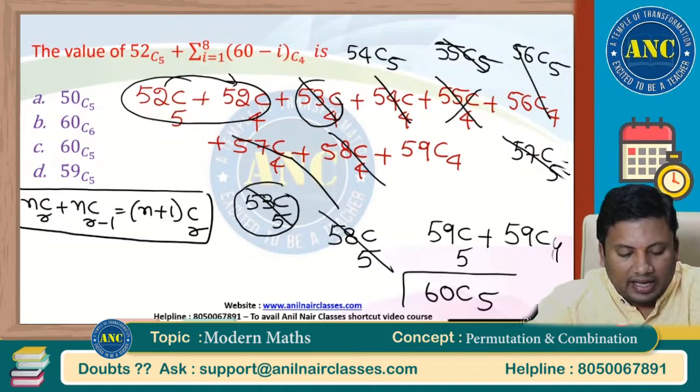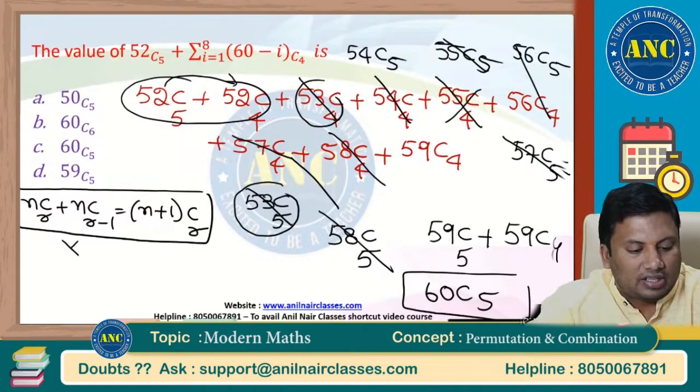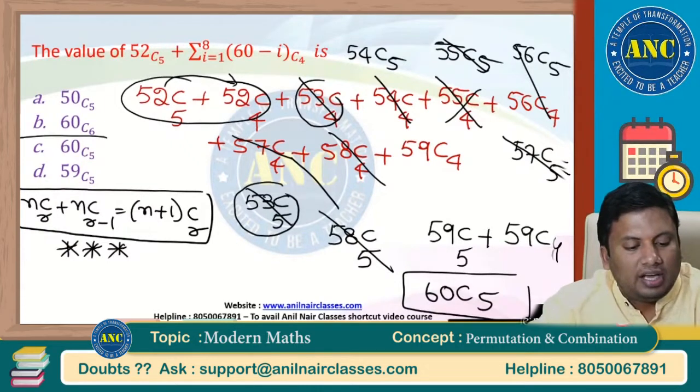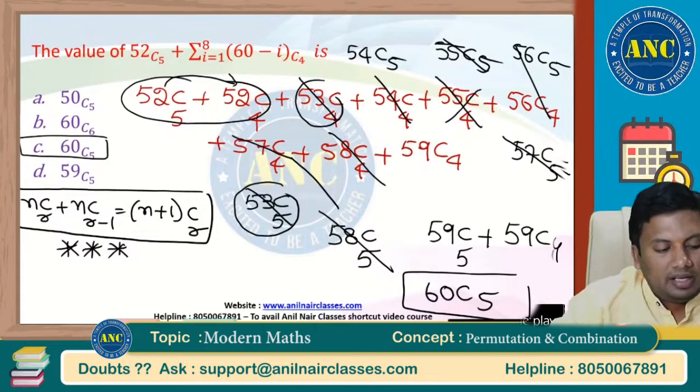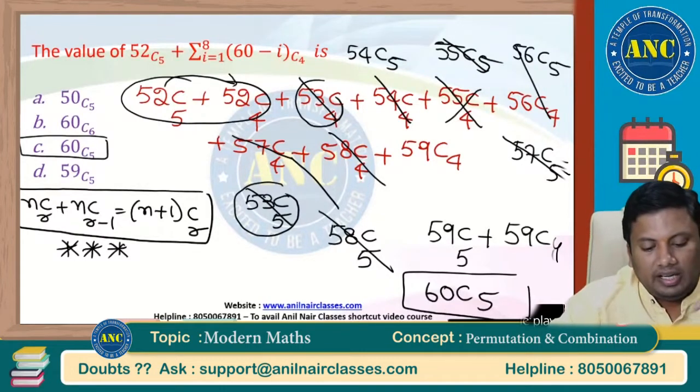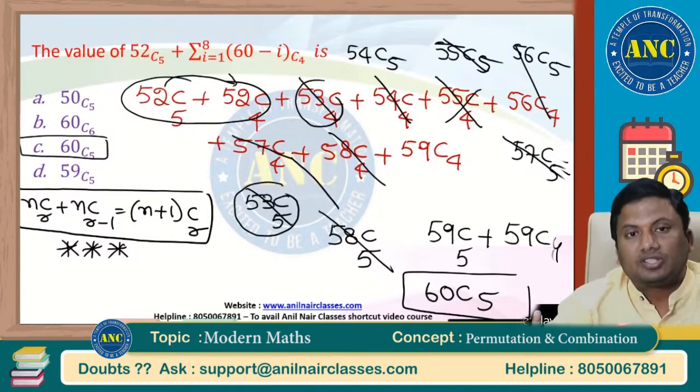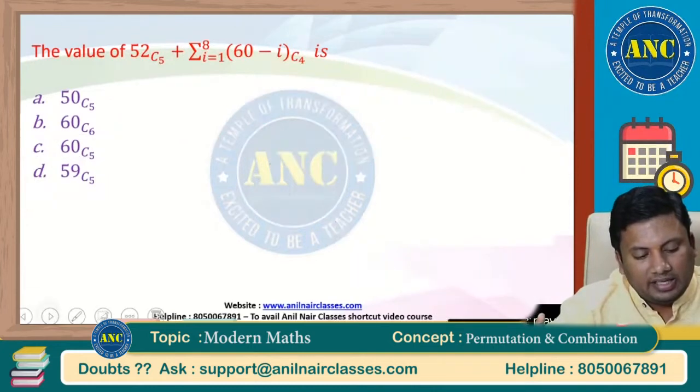Recursive application of this concept. Answer for this question is 60C5. nCr plus nCr minus 1 is given by n plus 1 Cr. I hope the idea is clear.